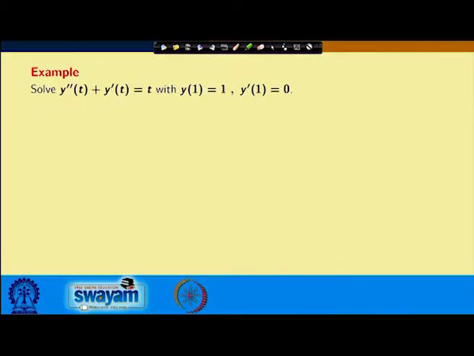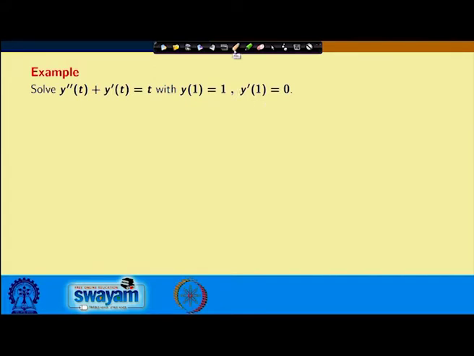So, in this lecture we will see what are the solution processes of various other types of ordinary differential equations and what kind of problems we may face. You see this problem now, y double dash t plus y dash t equals t, with y(1) equals 1, y dash (1) equals 0.